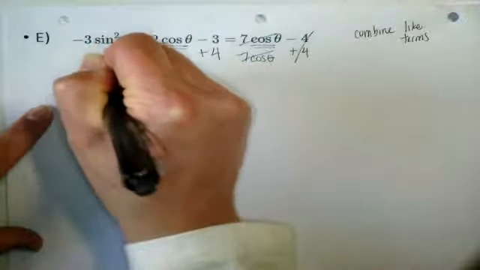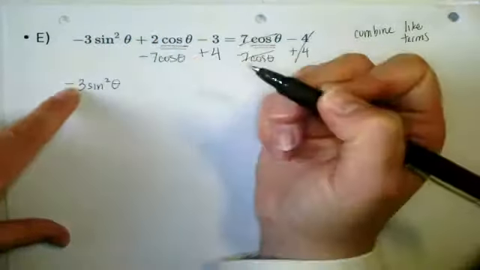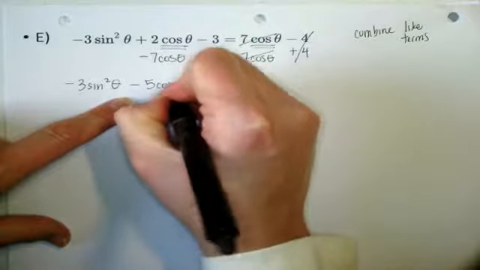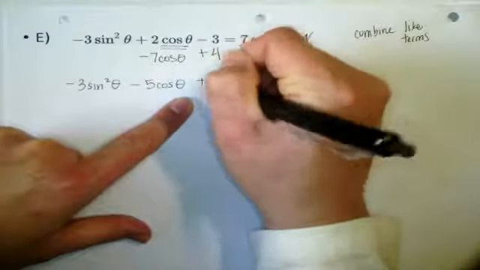-3 sine squared theta. Oh, I don't really like that. Why don't I like it? It's negative in front. I don't like that at all. Okay, 2 minus 7 is -5 cosines of theta. -3 plus 4 is +1. It's all equal to 0.